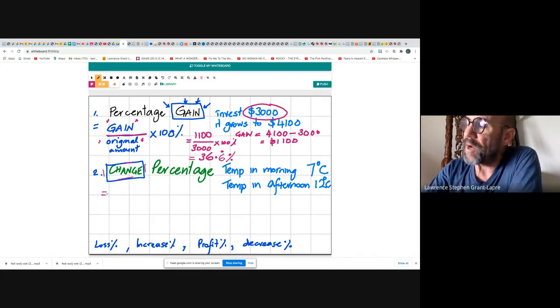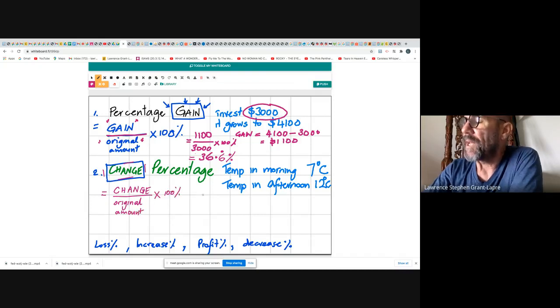So in the formula, the top number will be whatever the temperature changed by. The bottom number is reserved for the original amount, the amount that it was before the change. And you times that by 100%. Now we're going to get percentage change. What did the temperature change by? From 7 to 12, it changed by 5 degrees Celsius. You get that by subtracting 12 minus 7, the change.